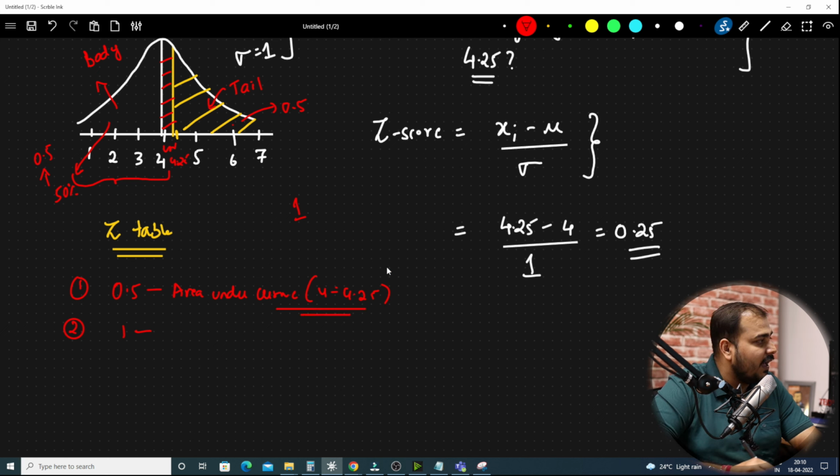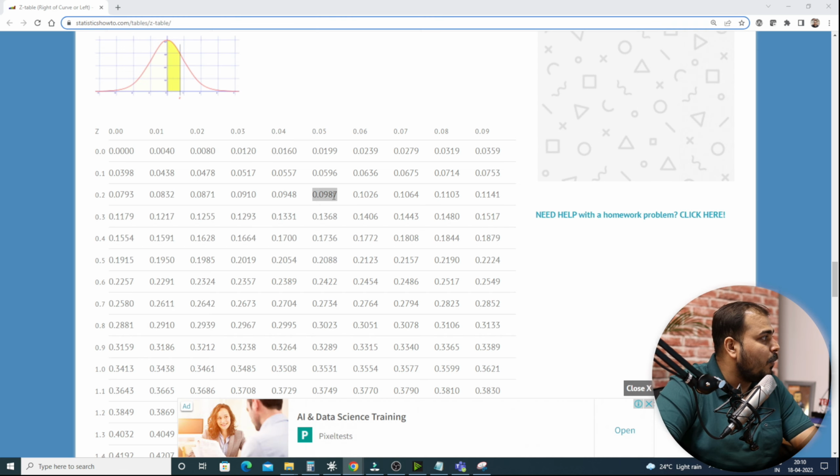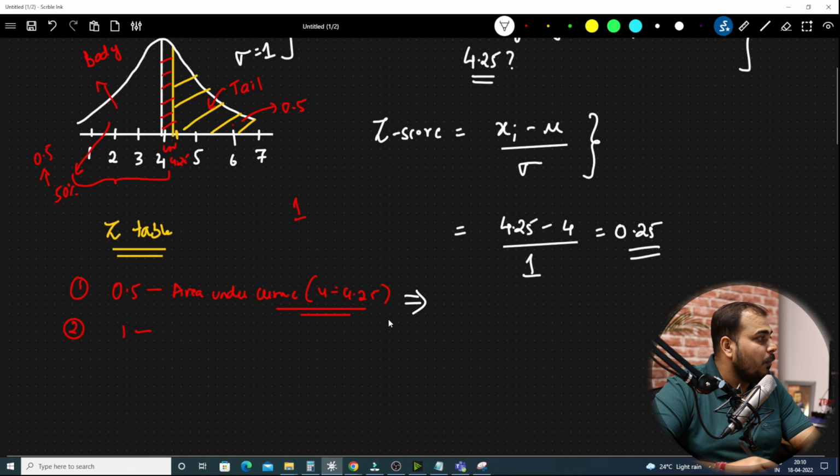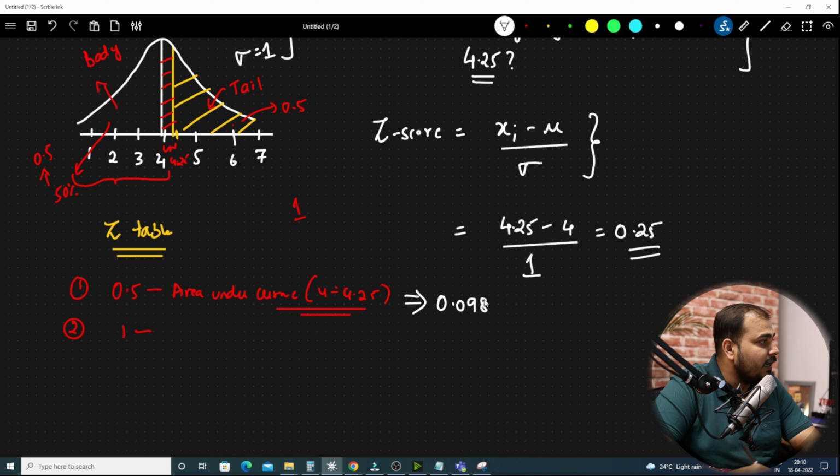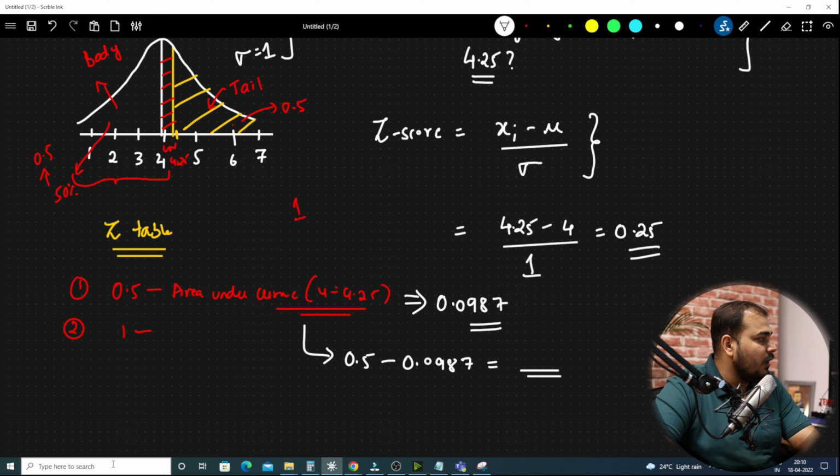So I'm going to say the area under this curve, this specific value, is 0.0987, and I'll write it over here. Now, if I really want to find the area under this entire curve, I can simply do 0.5 minus 0.0987. Let me open the calculator and calculate it for you.